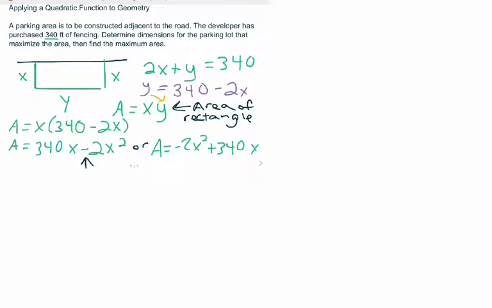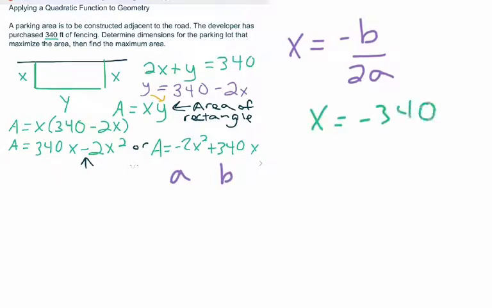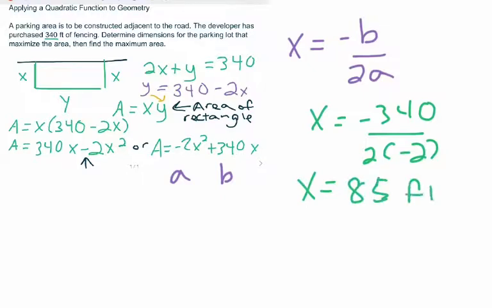First, we'll use the formula x equals negative b over 2 times a to obtain the x-coordinate of our vertex. B is 340, a is negative 2. So this gives me x equals negative 340 over 2 times negative 2. Working this out, we get x equals 85. So now we know that x, our width, is 85 feet.